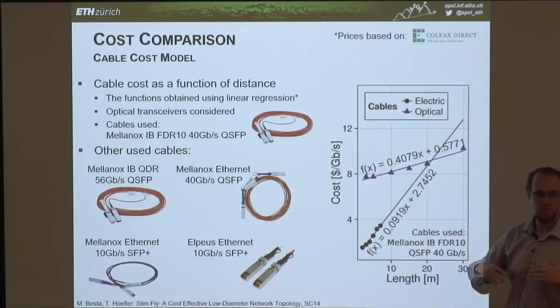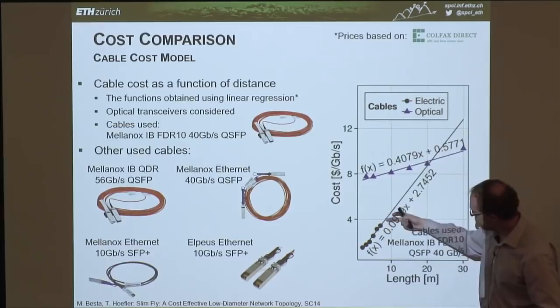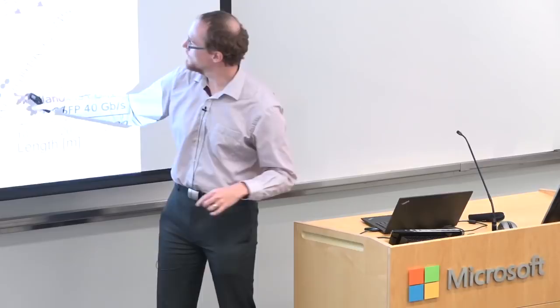What we can observe is that these are the copper cables. We can also already observe they only go to 7 meters. You cannot buy a copper cable longer than 7 meters. Okay? We still assume you could do a linear fit.